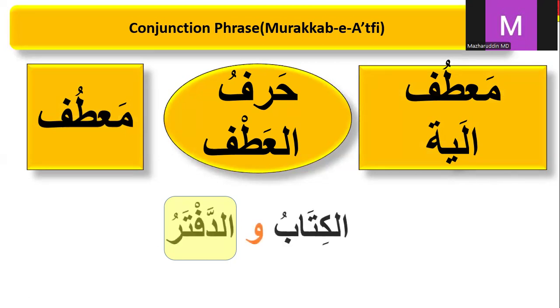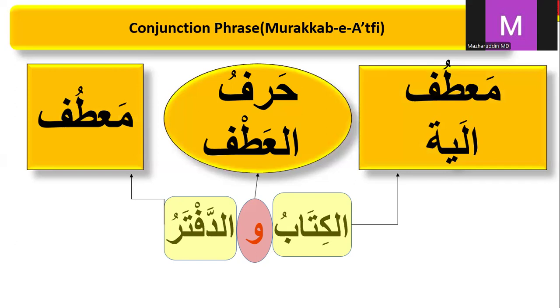For example, you can see here, Al-kitabu wa ad-daftaru. What does it mean? The book and the notebook. So wa here is harf atfi. Al-kitabu is ma'tuf ilayhi and ad-daftaru is ma'tuf. I hope you are getting it.